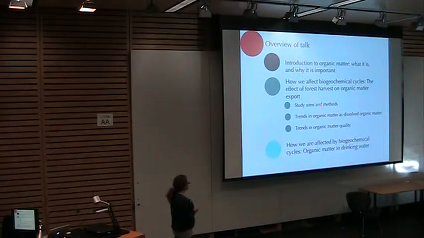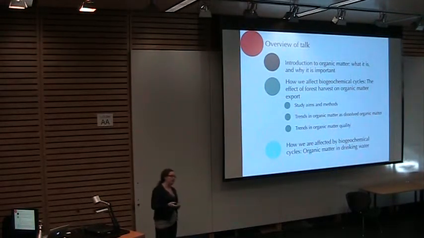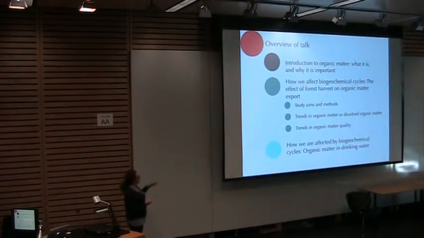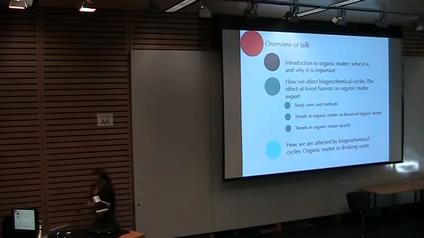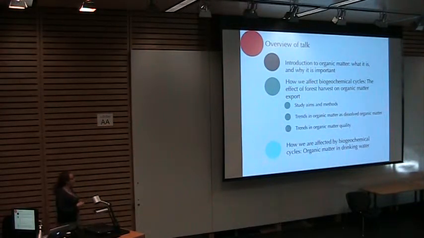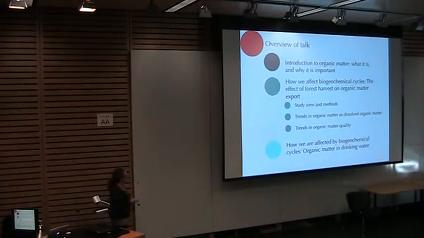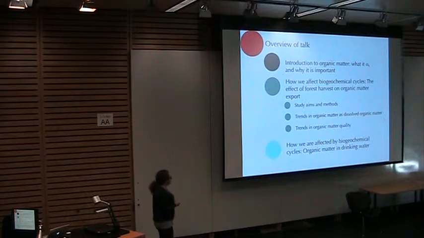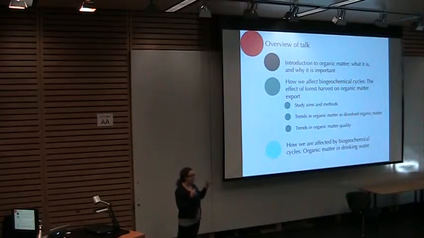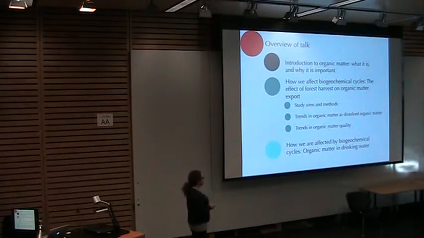One of the results is the trends of organic matter as dissolved organic matter over time, so the export of organic material in surface waters from areas that are affected by forest harvest. The second thing I'm going to talk about in this part is the trends in the quality of organic matter, and I'll also talk about what that actually means. I'm going to end my talk by very briefly introducing some of the work I'm doing that deals with how we are affected by these big biogeochemical cycles that deal with organic material in water, which I see as happening through our use of drinking water.